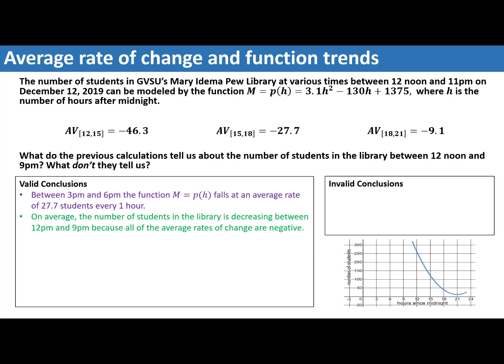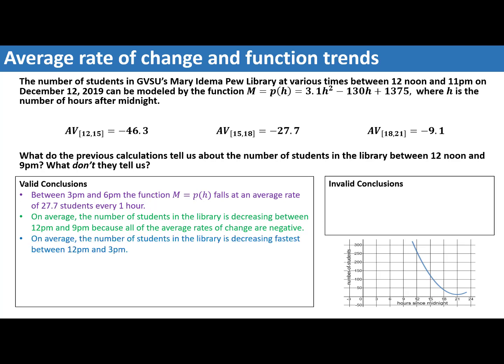Second, we could say that on average, the number of students in the library is decreasing between 12 p.m. and 9 p.m. because all of the average rates of change are negative. So when we found the average rates of change from 12 to 15, and then 15 to 18, and then 18 to 21, h equals 21 represents 9 p.m. And all 3 of those average rates of change were negative. So we know on average, the number of students in the library is decreasing between 12 and 9 p.m.